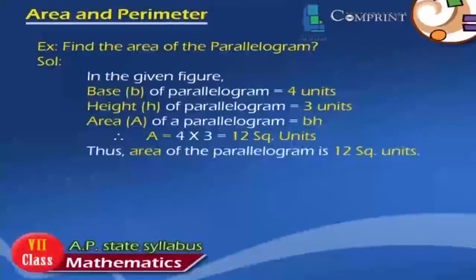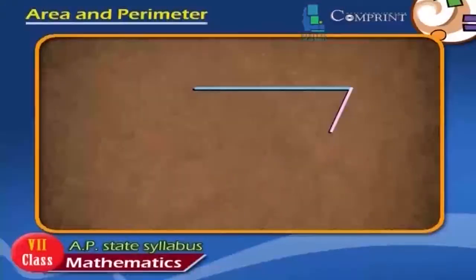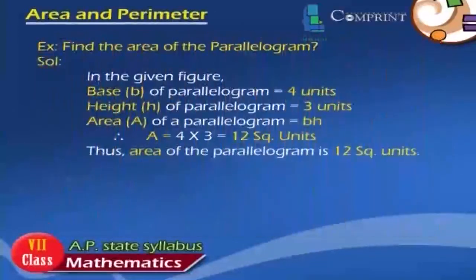Example, find the area of the parallelogram. Solution. In the given figure, base B of parallelogram is equal to 4 units. Height h of parallelogram is equal to 3 units. Area A of a parallelogram is equal to BH. Therefore, A is equal to 4 into 3 is equal to 12 square units. Thus, area of the parallelogram is 12 square units.